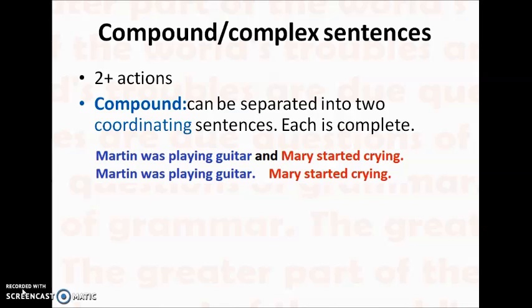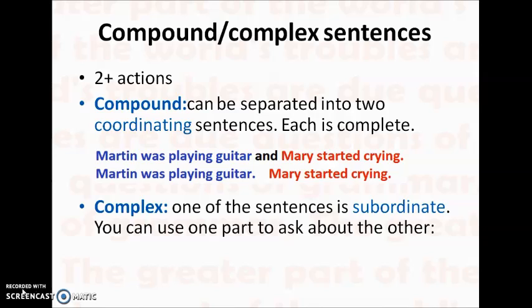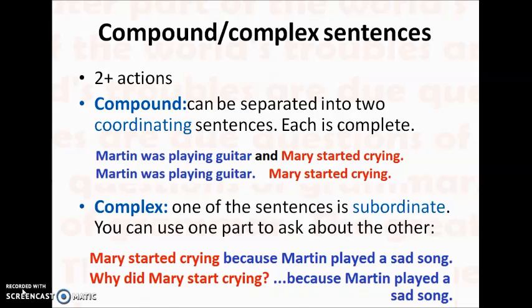On the other hand, in a complex sentence, one of the parts is subordinate and can't stand alone because it would not be complete. We can use one part of the sentence to ask about the other. For example, Mary started crying because Martin played a sad song. Why did Mary start crying? She started crying because Martin played a sad song. Because he played a sad song cannot stand alone because it is not a complete sentence.